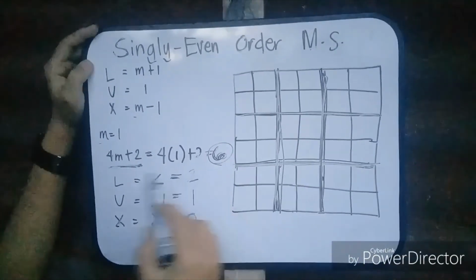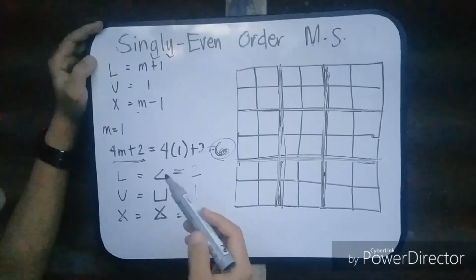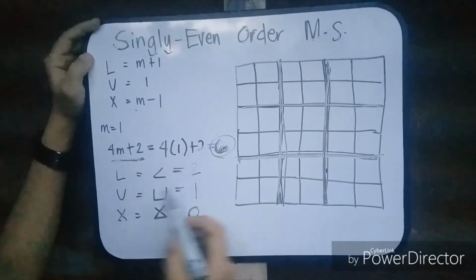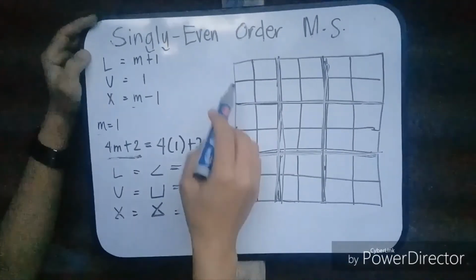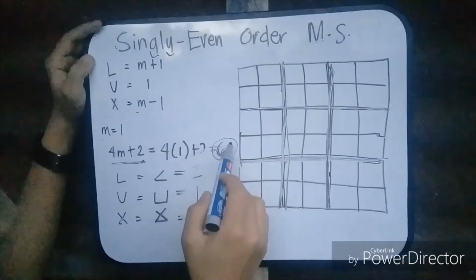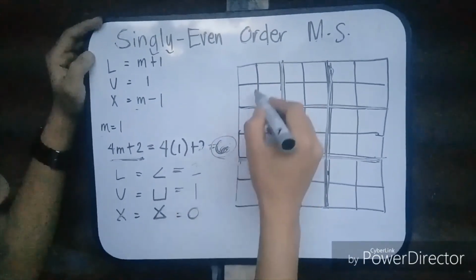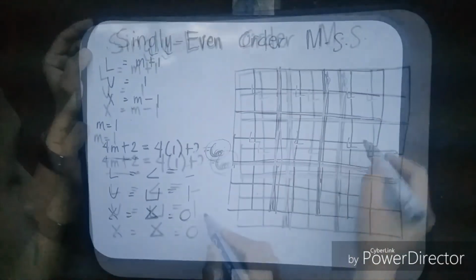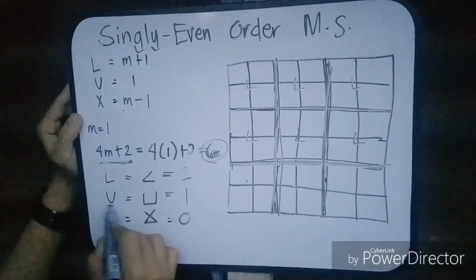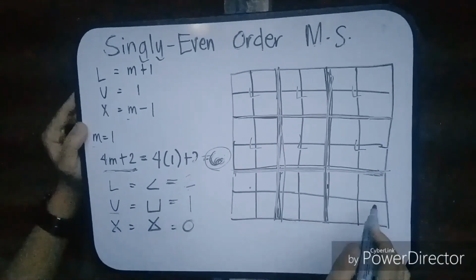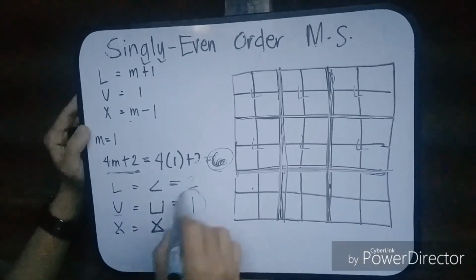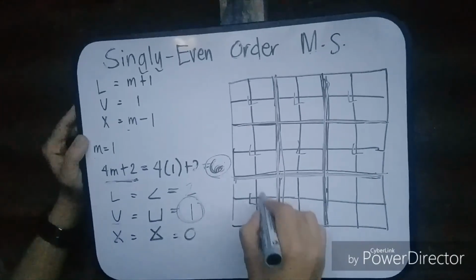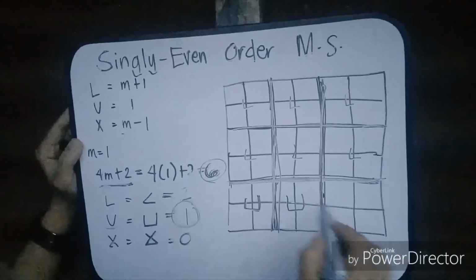This L here signifies the number of rows that will have the L pattern. So if our L is 2, the first two rows will use the L pattern. Let's mark this L. This U, which is a U pattern, will occupy this row, because we came up with 1, right? So it will occupy this 1 row. Let's mark it. This will follow the U pattern, U and U.